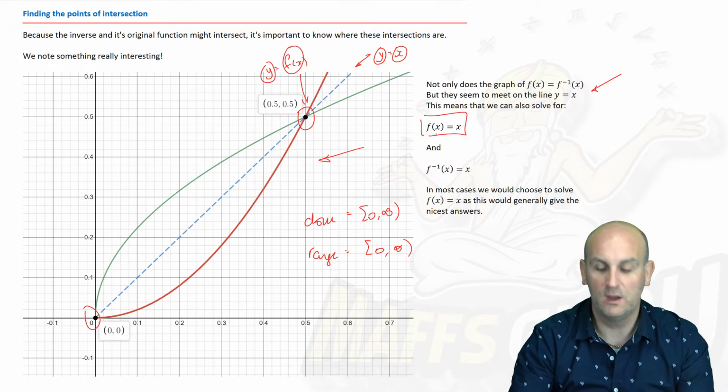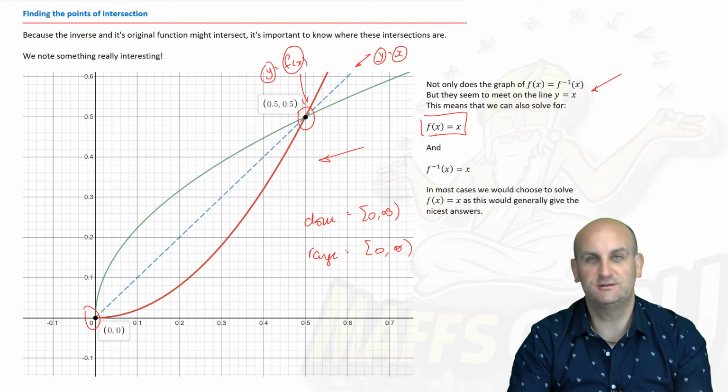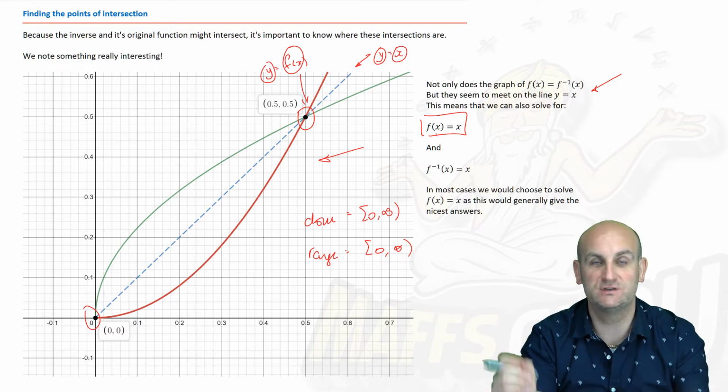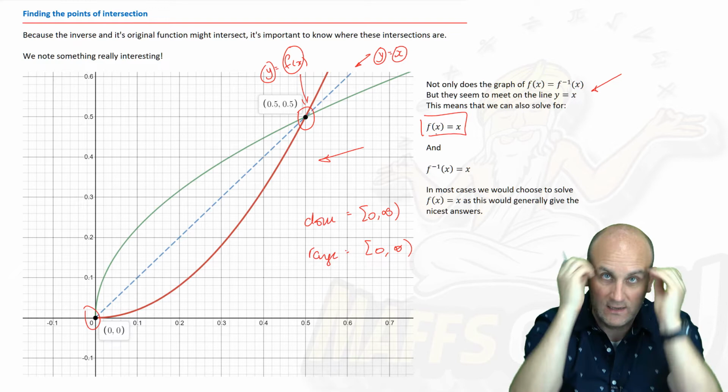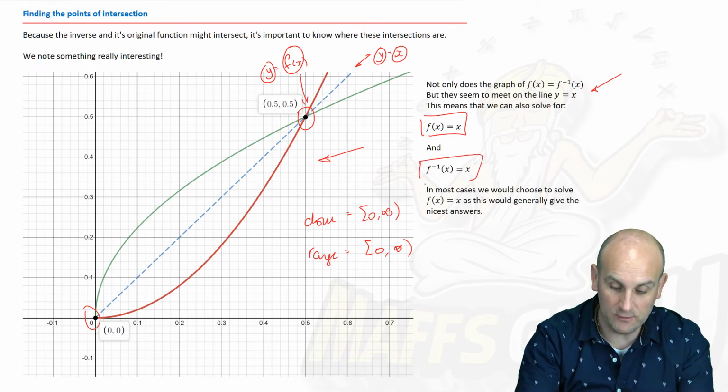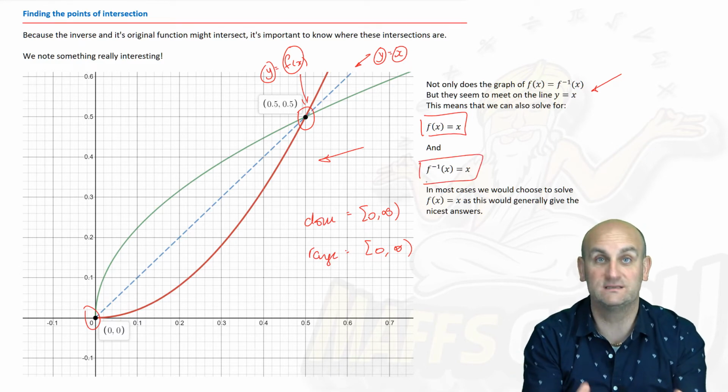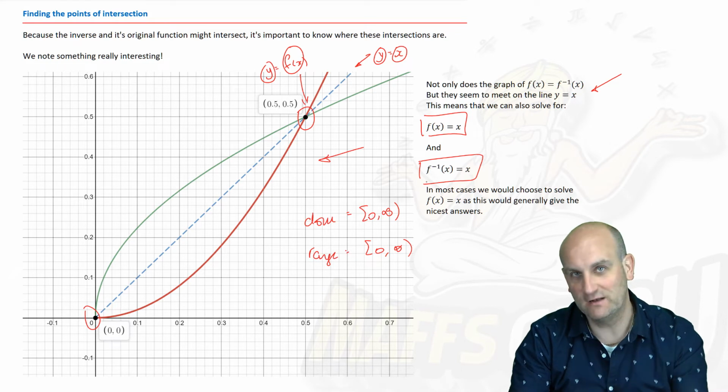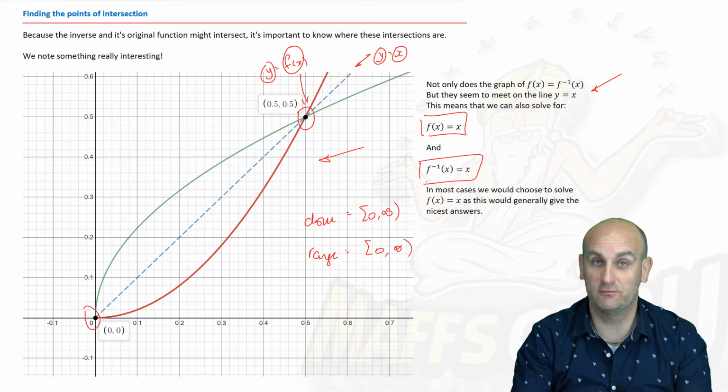And there we go. To find the points of intersection, you can actually put your original function just equal to x. It's mind-blowingly awesome. Theoretically, you could do the same with the inverse. It works in both cases. But generally speaking, your inverse function is going to be gross.